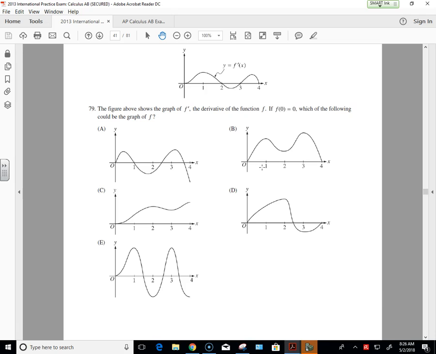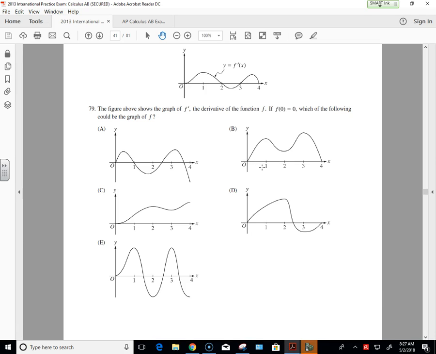Okay, number 79. The figure above shows the graph of f prime. Now pause real quick. Is there anything to put into our calculators on this? No. But you're allowed to. Some of these questions don't need the calculator, but they decided to put it in the calculator section. If everything was a calculator problem, you wouldn't have time to do them all. So, coming back. This is a graph of who?